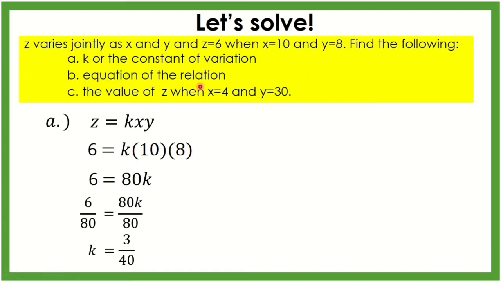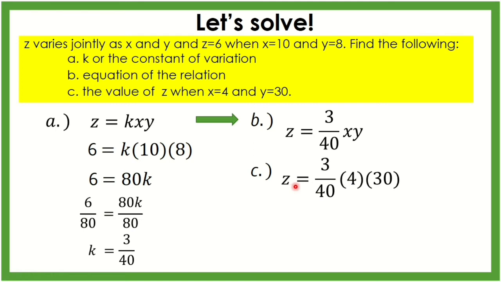For B, to find the equation of the relation, sasubstitute natin yung value ng K dito sa ating equation. We have Z equals, ang K natin is 3 over 40 times X times Y. So, this is the equation of the relation. To find the value of Z when X equals 4 and Y equals 30, gagamitin natin ang equation of the relation. Isasubstitute natin yung values ng x and y dito sa ating equation.